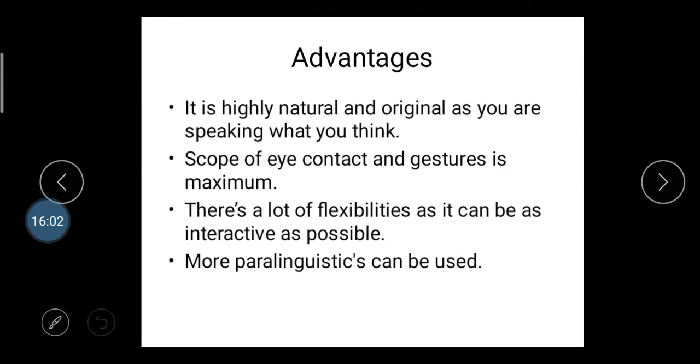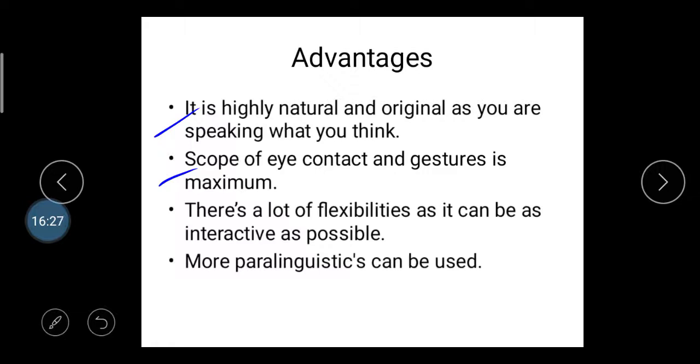First of all, it is highly natural and organized as you are speaking what you think. Here you cannot have any time for preparation, so your speech is highly natural and organized, whatever you think in your mind. Then the second one, the scope of eye contact and gesture is maximum because you cannot have any script, you cannot have any notes.